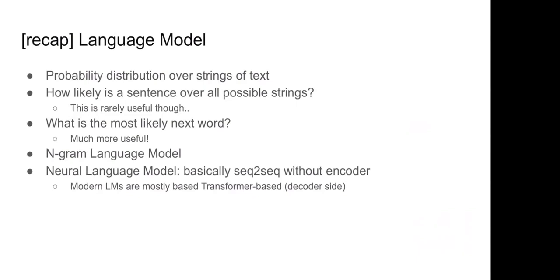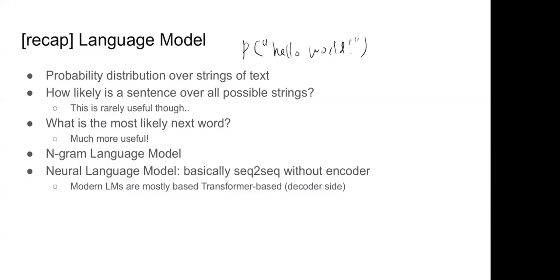So recap first. We covered language model last week. And I told you that a language model is about creating a probability distribution over strings of text, which means you want to know the probability of a certain string, literally something like the probability of "hello world." The formal definition of a language model is being able to define this probability for every text in the language.